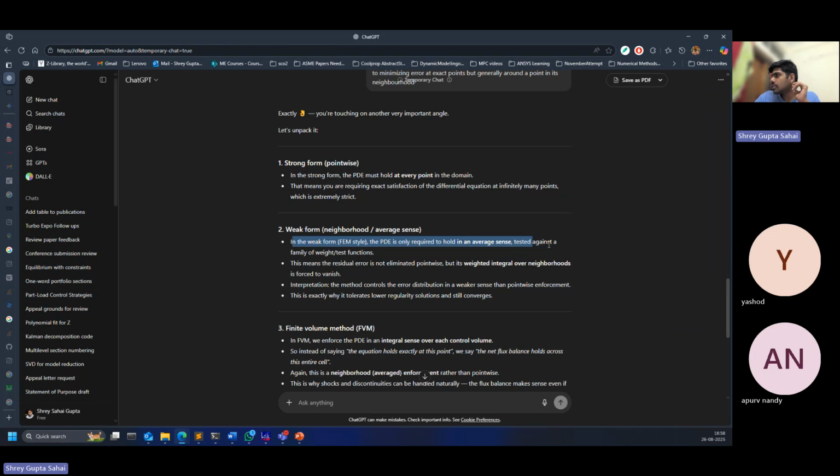You forget about this, tested against a family of weight functions. This means the residual error is not eliminated pointwise. Let's read this: the residual error is not eliminated pointwise. So we are not eliminating the error, or minimizing the error, at exact points, but in a region, in a neighborhood. That is what we are trying to do.